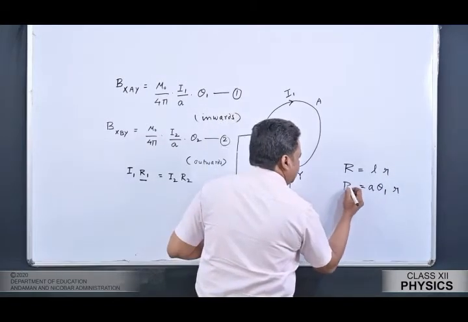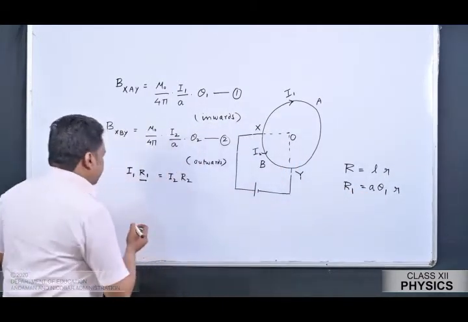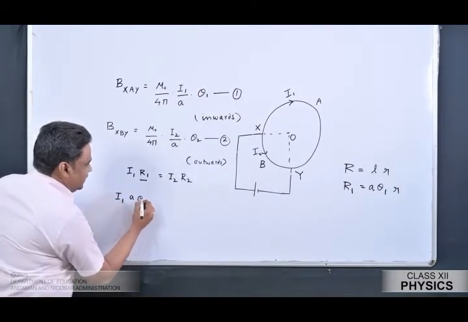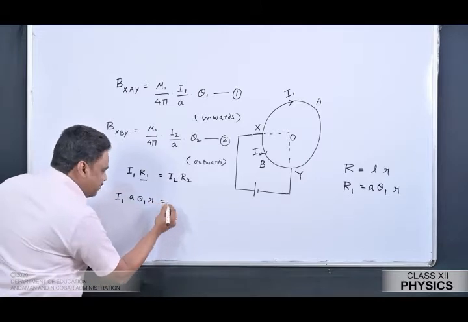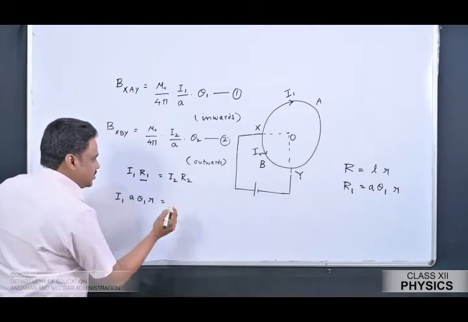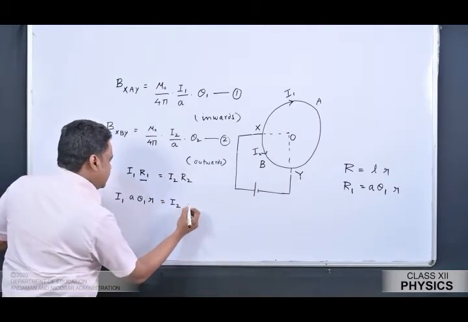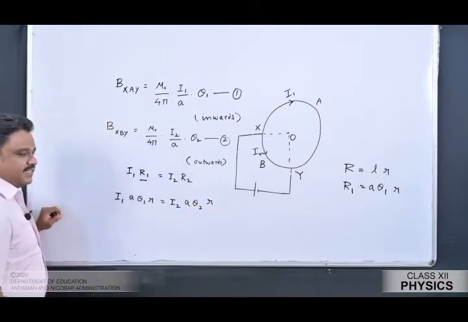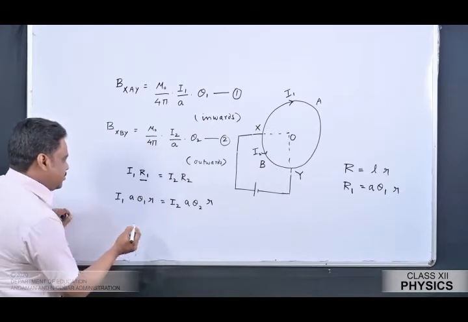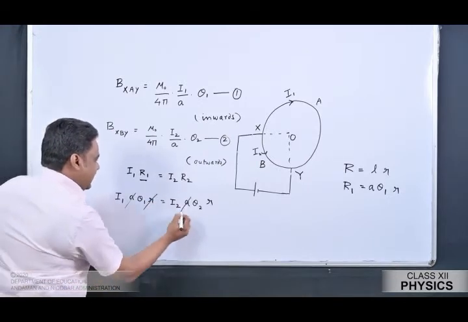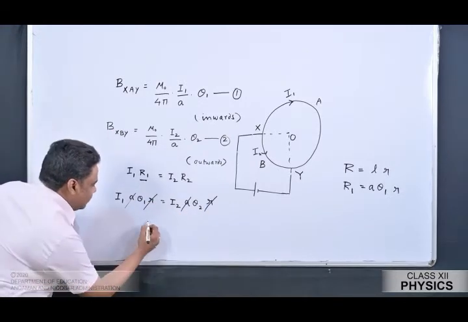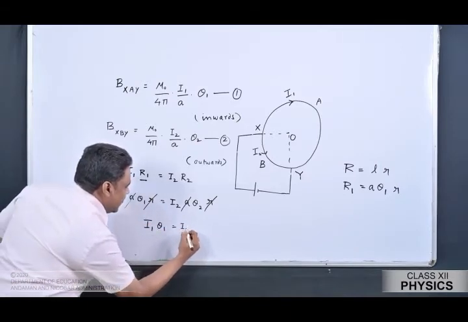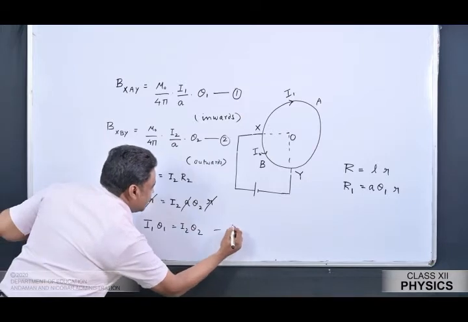Similarly, I'm going to mark it as R1. So R1 I can write as I1 into A theta 1 into R. By using the same logic, I can write R2 as A theta 2 into R. What are the things that are going to be cancelled off? We are able to see A and R are going to be cancelled out. So what I'm going to get is I1 theta 1 is equal to I2 theta 2. Mark it as equation number 3.